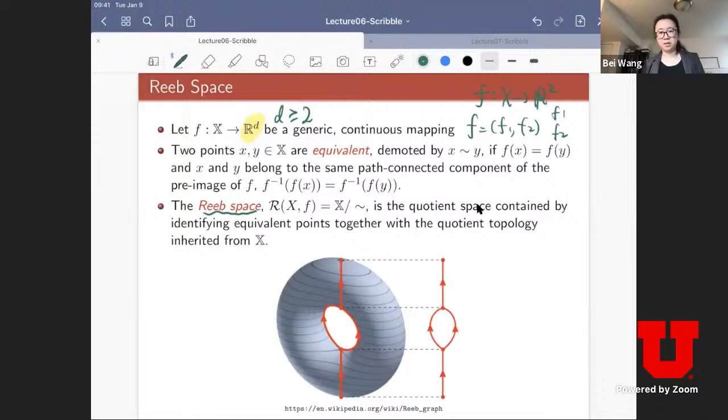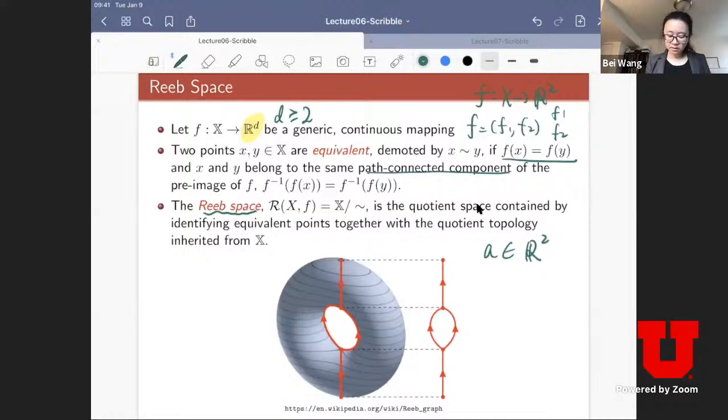Again, I'm going to define an equivalence between two points. They're equivalent if their function value is the same, and if they belong to the same path connected component. The only thing is that, remember, previously, a is a point in R. It's a real value.